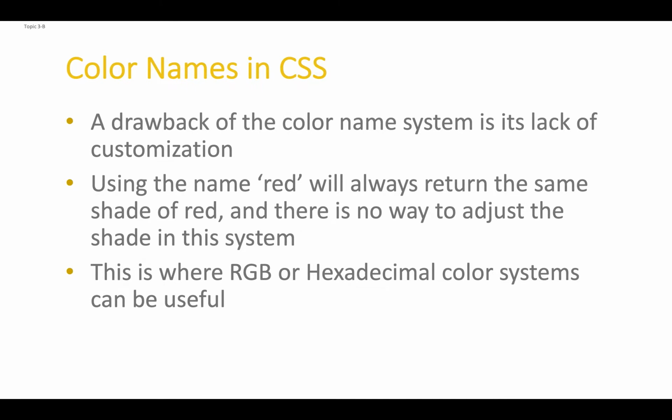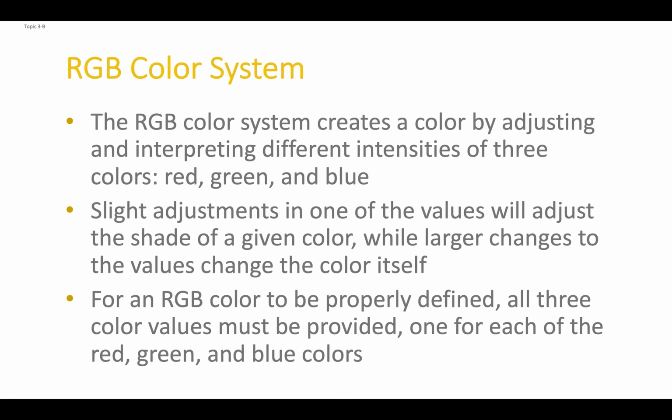So if you use red, it's pretty generic and there's no way to adjust the shade of red that you get. And so this is where we use RGB values or hexadecimal color systems. Those are two different ways that you can name a color. So let's talk about both. The RGB color system creates a color by adjusting and interpreting different intensities of three colors, red, green, and blue. So that's what it stands for. RGB stands for red, green, blue.